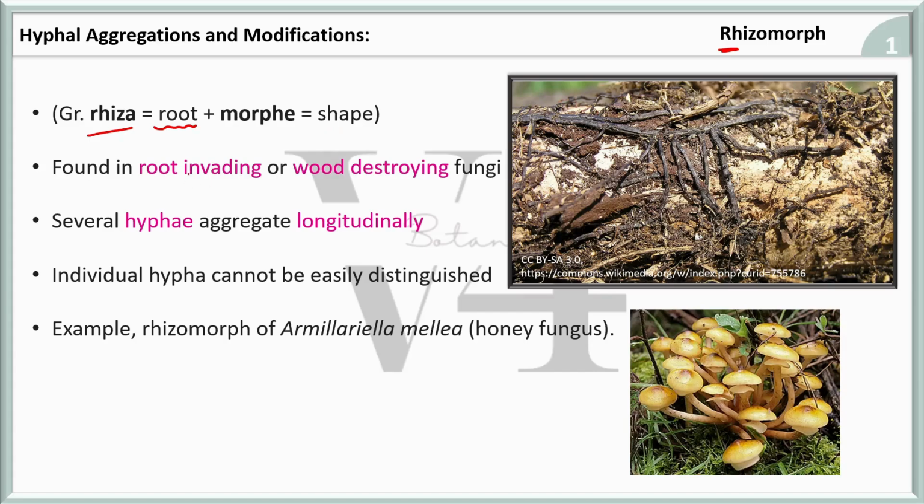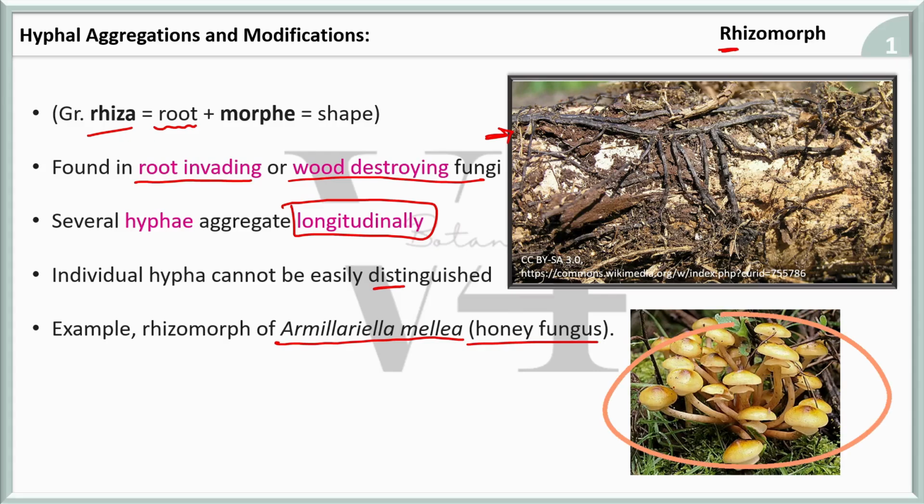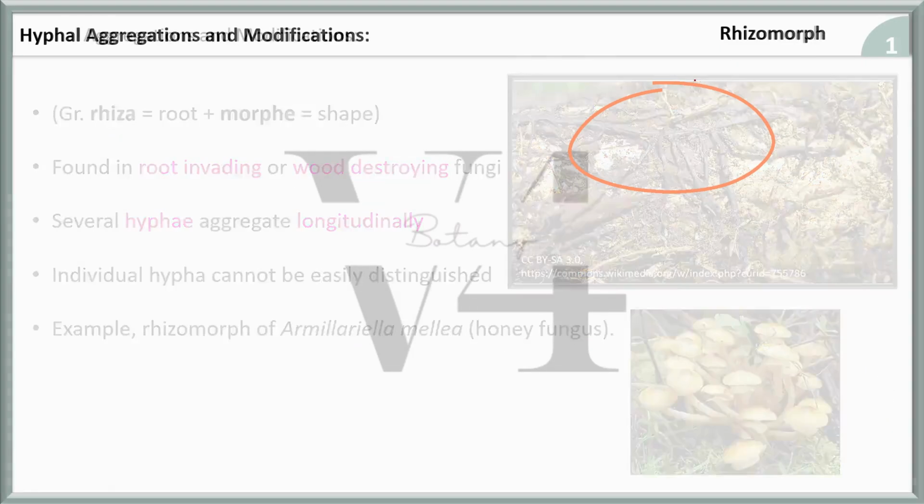These rhizomorphs are found in root invading or wood destroying fungi, and here several hyphae aggregate longitudinally, lengthwise, and the structure is so compact that individual hyphae cannot be easily distinguished. This picture is of the rhizomorph of Armillaria mellea, commonly known as honey fungus. These are the fruiting bodies of honey fungus, and this is the hyphal aggregation, that is rhizomorph.